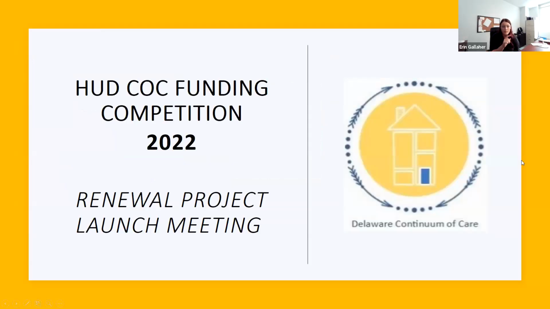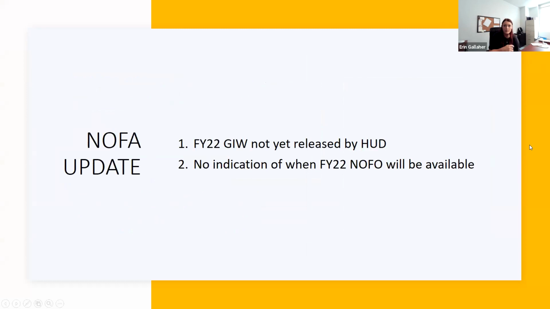Thank you. And we will go through that a little bit more particularly in just a second. So these are just HUD slides really quickly. I'm going to breeze through them so that we can actually spend time on the actual materials, but this is just a broad overview. As far as the NOFO, we have not received the fiscal year 22 GIW yet, and HUD has not made any indication on when that will be available. We also do not have an indication on when the fiscal year 22 NOFO will be available either. So we are just rolling on our normal regular scheduled timeline.